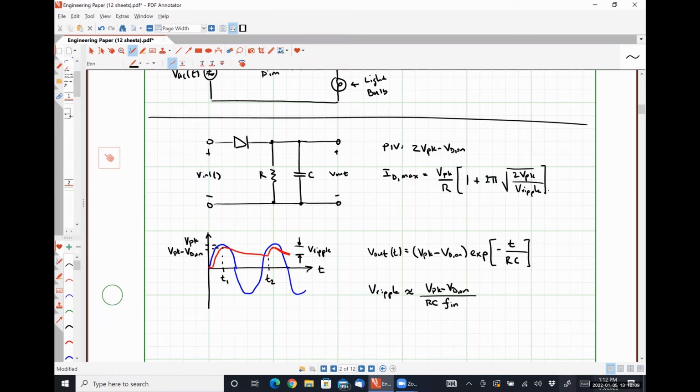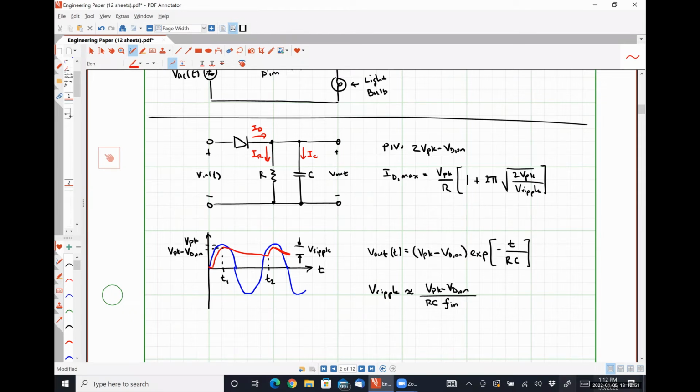So our diode current ID is going to be a combination of our resistor current IR and our capacitor current IC. Does that make sense? Okay. Well, IR is pretty easy because that's just V out over R. IC is a little bit more difficult though, right? Because that's going to be C times the derivative of the output voltage with respect to time.